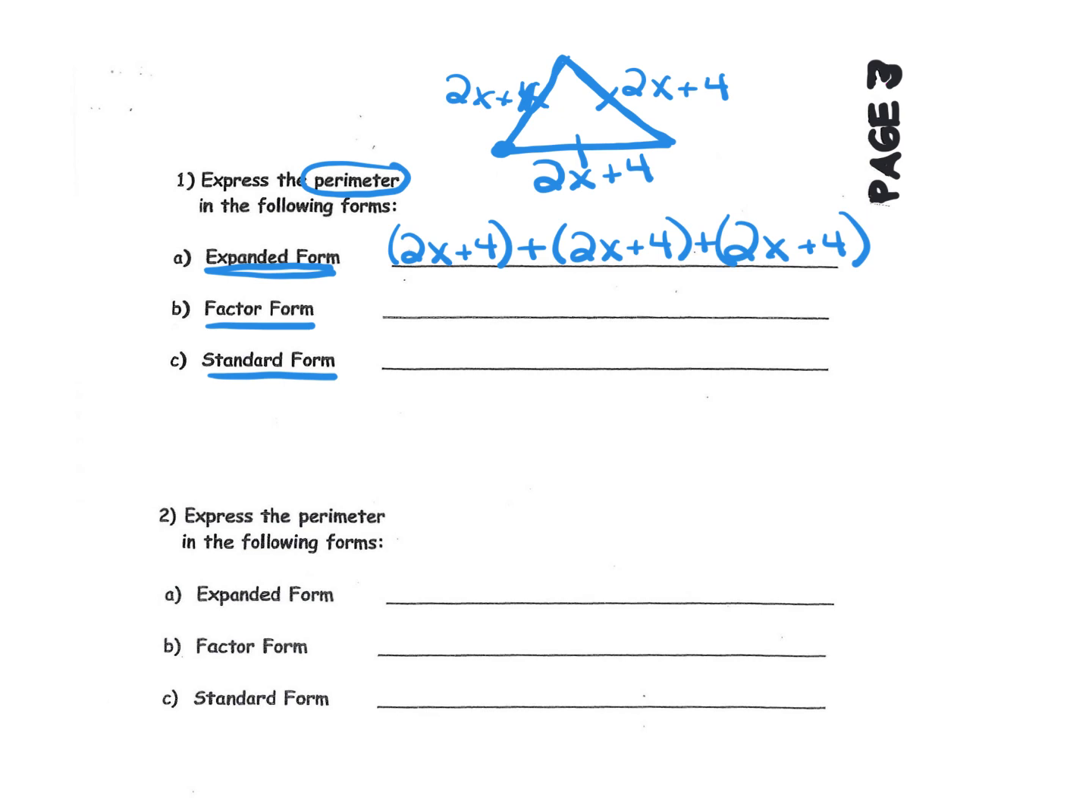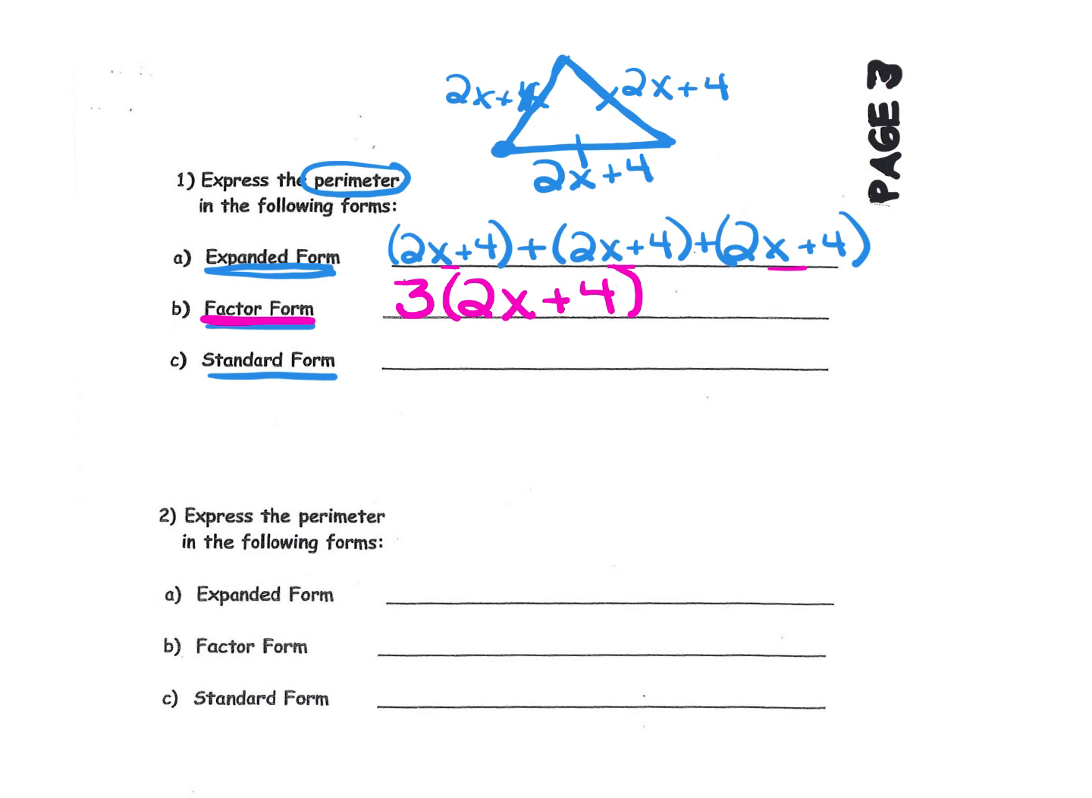It's a lot of work to write it in expanded form. So we can write it in factor form a little bit more quickly. We have three quantities being repeatedly added together. So in factor form, we could write 3 times the quantity 2x plus 4. That's another way to express that perimeter.